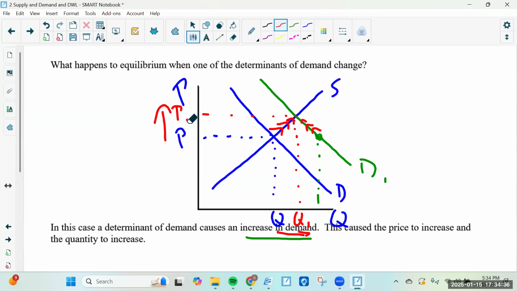So what happens is when a determinant of demand shifts demand to the right, the answer is price increases and quantity increases. We buy a greater quantity at a higher price. And you say, wait, price doesn't shift the demand curve. You're right, it didn't shift the demand curve. What shifted the demand curve is one of the other determinants. Could be the price of a complement, price of a substitute, consumer incomes, tastes and preferences, expectations about price.